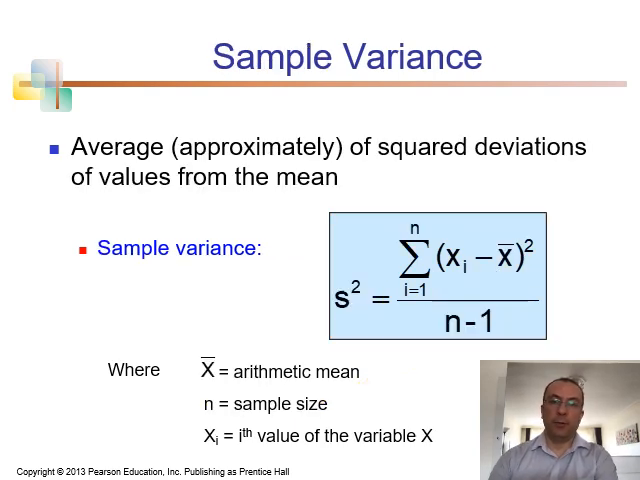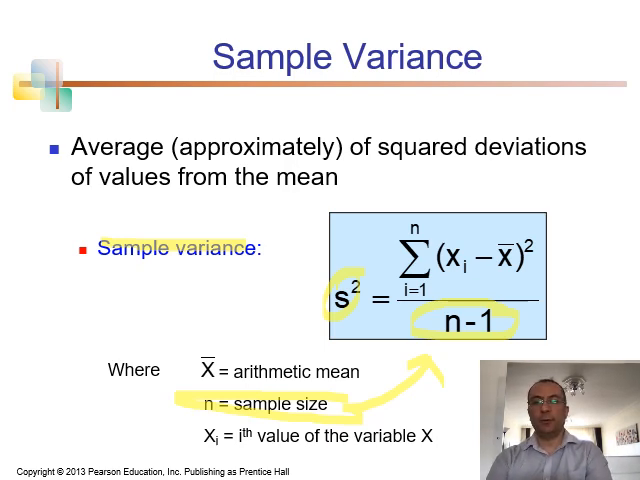Because for the sample, we show the variance with s square. Now again, we find the differences from the mean, take the squares, but this time we divide by n minus 1. It's called sample size adjustment. That's why we have a difference between population and sample variances. Otherwise, the logic is the same.